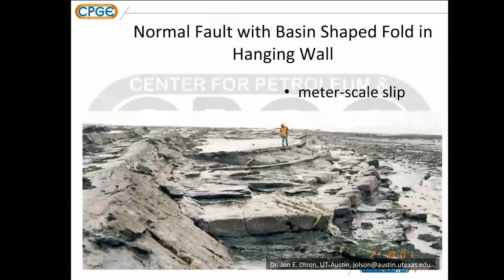The fault plane itself is that planar feature that's going off into the distance to the left of the man standing on the hanging wall. And the hanging wall, for a normal fault, is the wall that's going to go down. The footwall is on the other side of the fault.